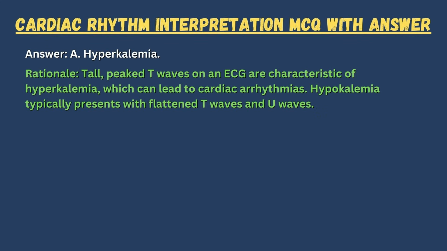Answer: A. Hyperkalemia. Rationale: tall, peaked T waves on an ECG are characteristic of hyperkalemia, which can lead to cardiac arrhythmias. Hypokalemia typically presents with flattened T waves and U waves.